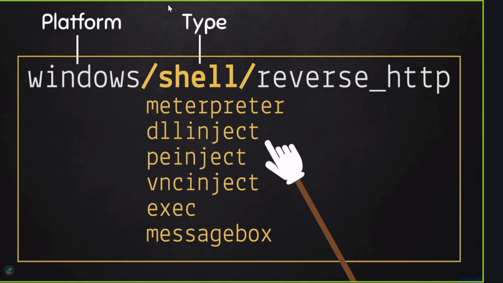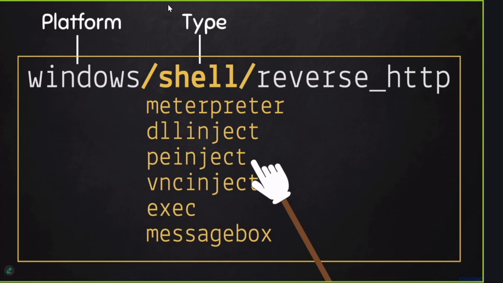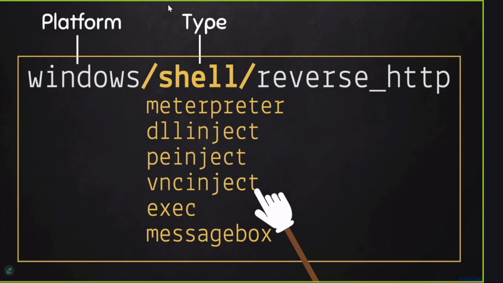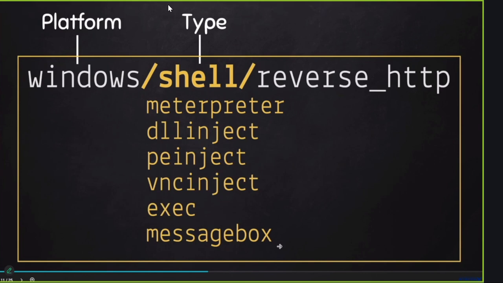You also have payloads designed to inject their code into other files, such as the DLL inject that injects itself into DLL files, and the PE that is designed to be injected into portable executable files. You got the VNC inject payloads that allow you to access the desktop of the computer that you've hacked. You even have very simple payloads that simply display a message box. And you might think that this is not useful, but it actually is.